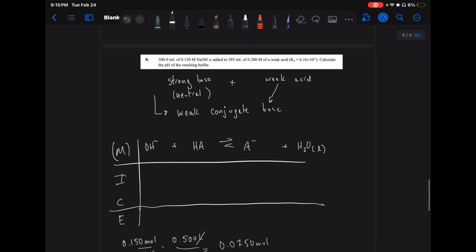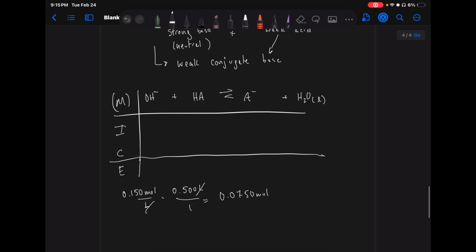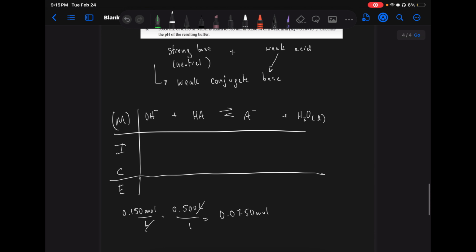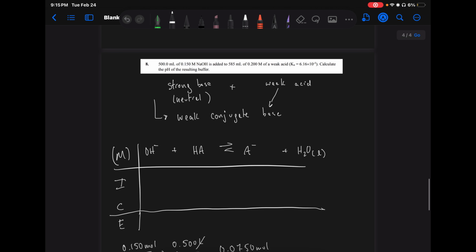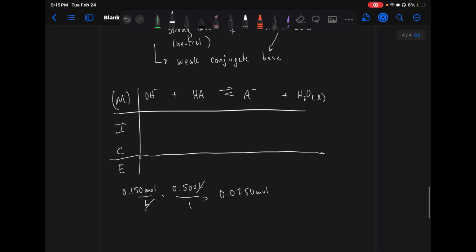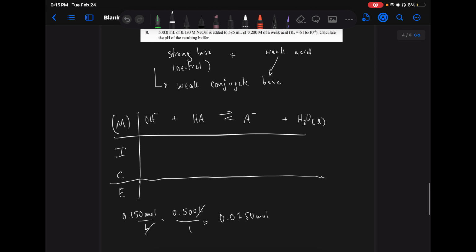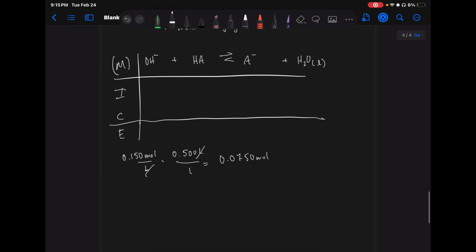Now, this is what I'm a bit confused about, because if this is 0.150 moles per liter, then the liters are just canceling out, so we don't really have moles per liter. But I guess we could just say it in a liter, so I think we'll just continue on with this. That's just how I remember I did this question. 0.0750 moles, so this is for OH-.